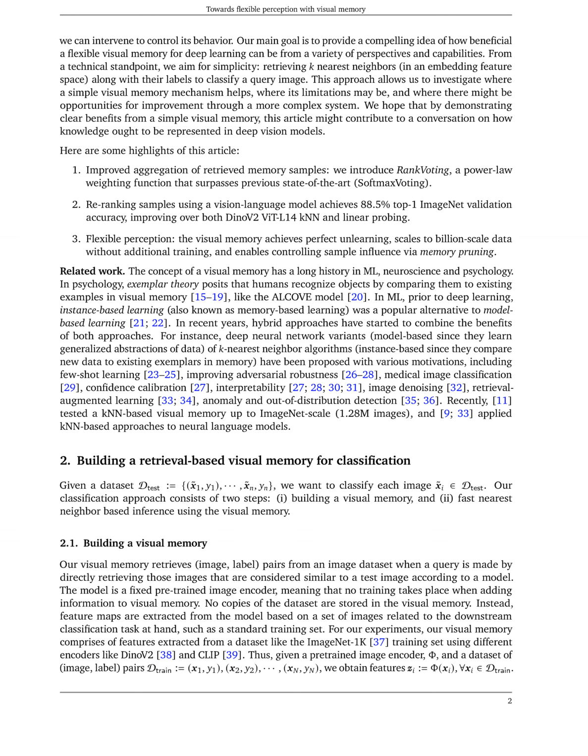The proposed visual memory mechanism operates through a two-step process, building a visual memory and performing fast nearest neighbor-based inference. First, a visual memory is constructed by extracting feature maps from a pre-trained image encoder, like DINO-V2 or CLIP, for a dataset of image-label pairs, creating a database of these features and their corresponding labels.